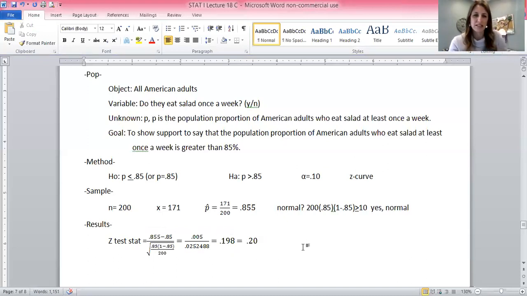I need to interpret this test statistic. So I'm going to say here, my p hat is 0.20 standard errors above, because it's positive, my center, which is 0.85.